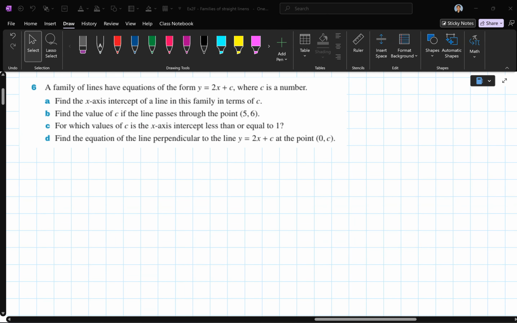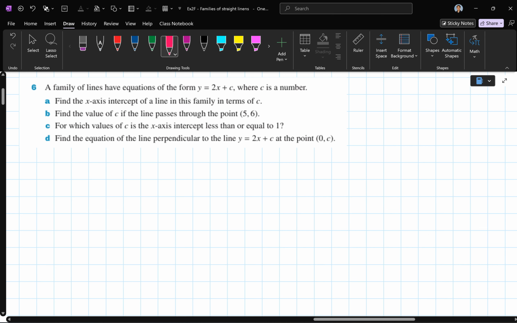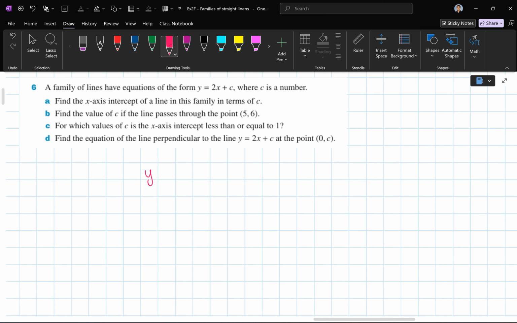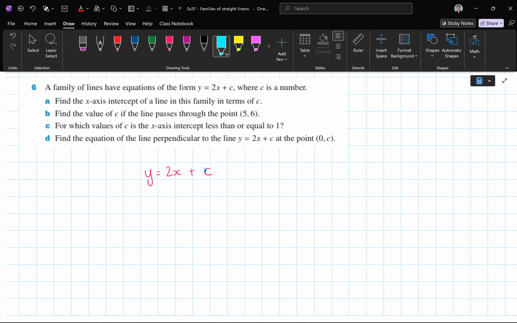Hi there, Year 11s. This is exercise 2F to do with family of straight lines from the Methods Cambridge textbook. It's question 6. We have a family of lines with equations of the form y equals 2x plus c, where c is a number. We know this is a straight line because it says family of lines, so I know that c represents the y-intercept.